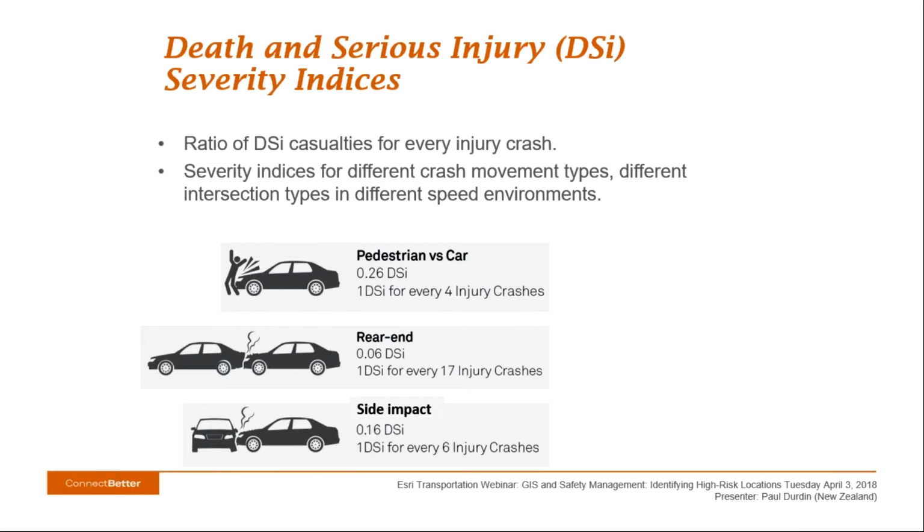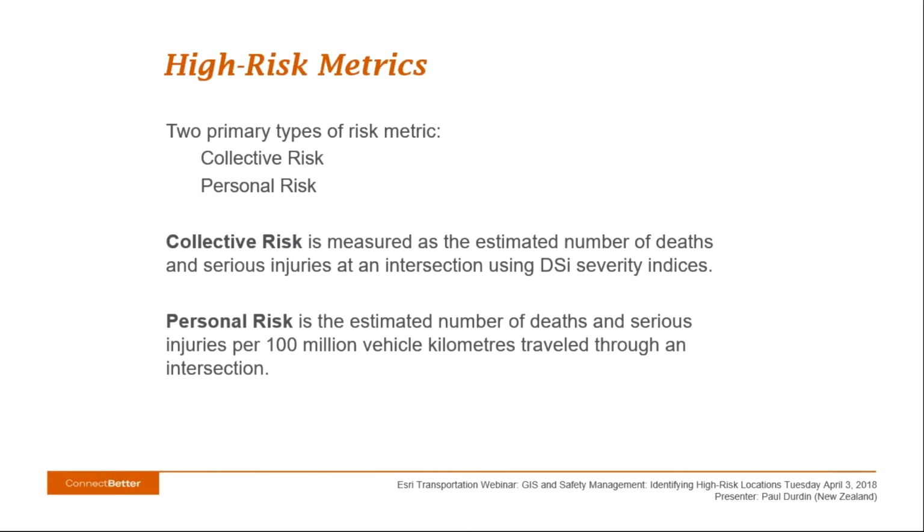So what we do is we take the injury crashes and we apply the different severity indices and then sum those up for the intersections to arrive at risk metrics. There are two types of risk metric that we use in the analysis. One of those is collective risk and the other is personal risk.